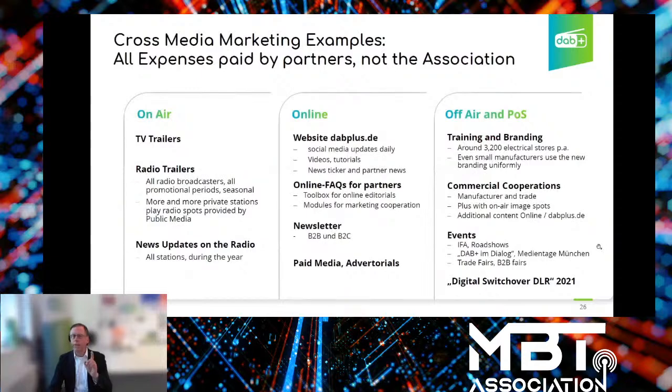This now is a very important slide. This is the key slide of my presentation. It's the 3 elements of cross-media marketing: on air, online, and off air. On air, we have TV trailers. Like an example I've shown you already, they come in on broadcast on public TV. We have radio spots, and of course we do news updates on the radio, interviews and everything.